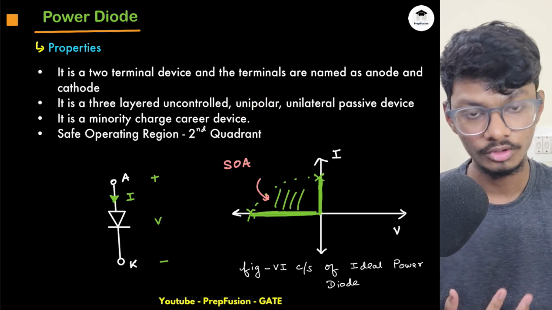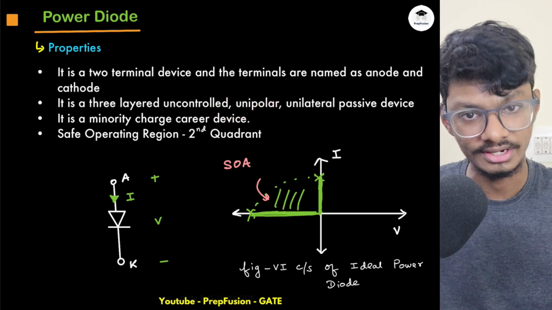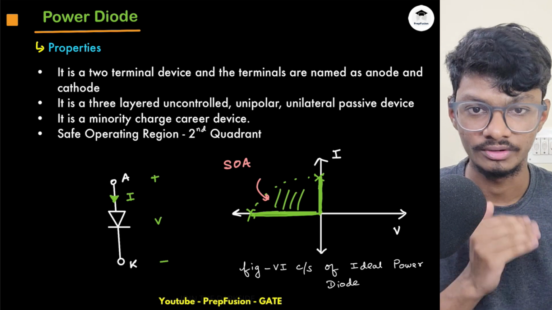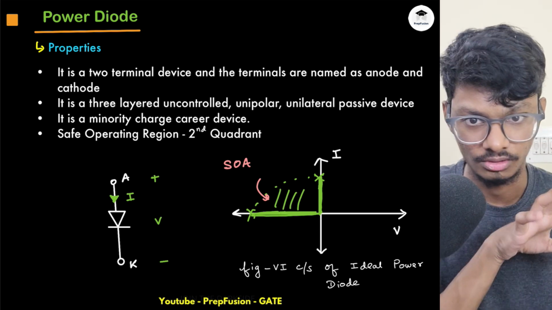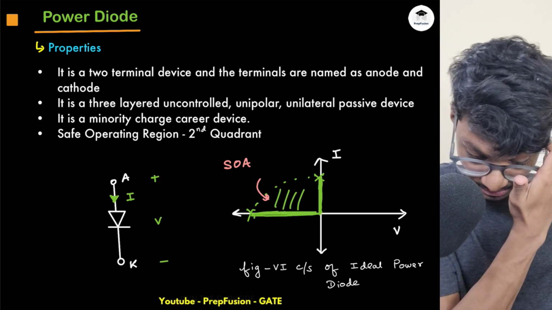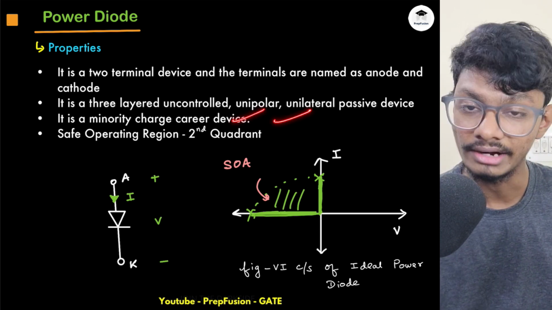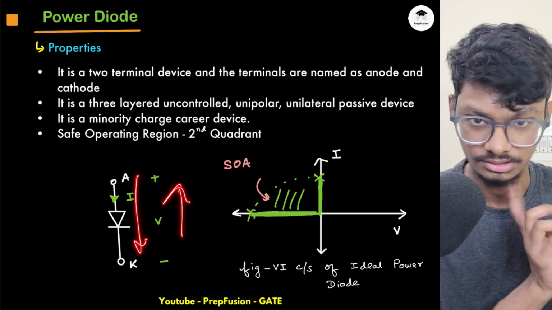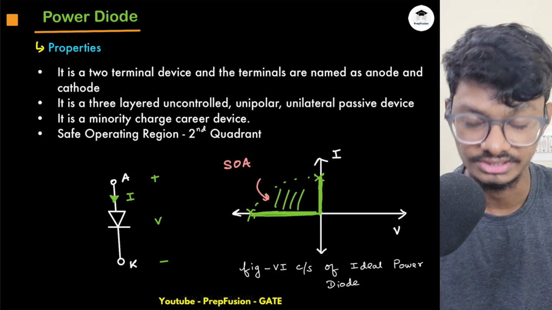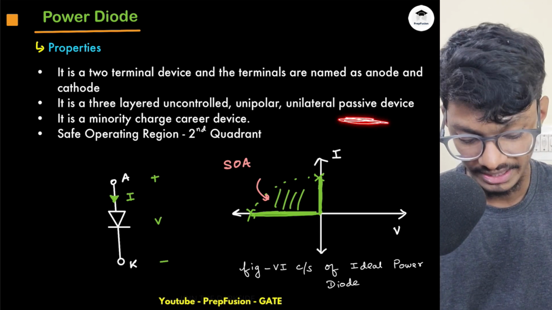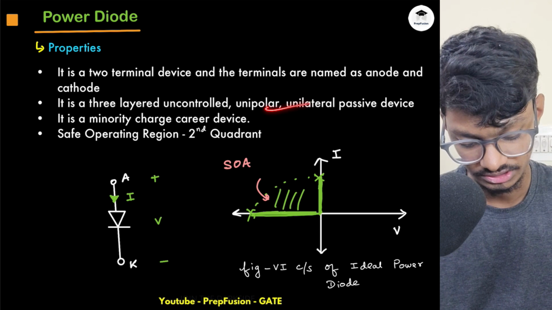Why is it called unipolar? Unipolar because it can only block reverse voltage. It cannot block forward voltage. Right? If the anode to cathode voltage is positive, it will turn on. Nothing can control it. Okay, it has no forward voltage blocking capability. That's why this is called unipolar. Unilateral because current can only flow in this direction. Current cannot flow in this direction. Okay, obviously some reverse saturation current will flow, that we ignore. Then this is a passive device because this has no supply in it. That's why this is a passive device.